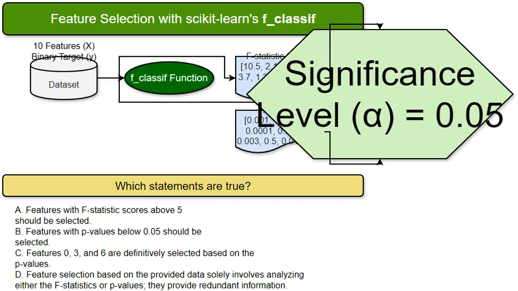I'm using a significance level, alpha, of 0.05. This is the probability of making a type 1 error, rejecting a true null hypothesis. In simpler terms, the risk I'm willing to take in saying a feature is important, when it actually isn't.